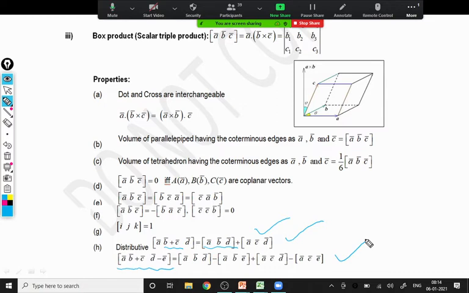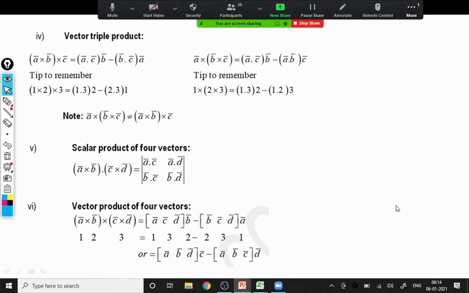So there are many properties here for the scalar triple product only. For the remaining products like the vector triple product or quadruple products, there are no properties, just the formula that we have. So I will come to the next set of definitions, the definitions of the remaining products, the vector triple product. Three vectors are multiplied so that the resultant quantity is a vector again.